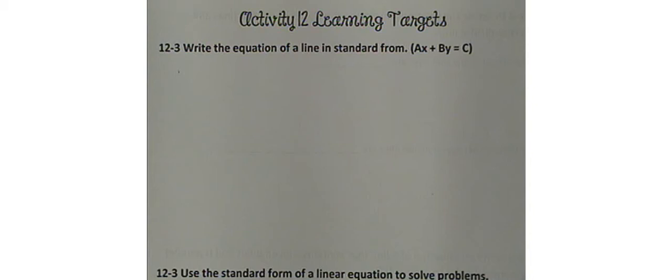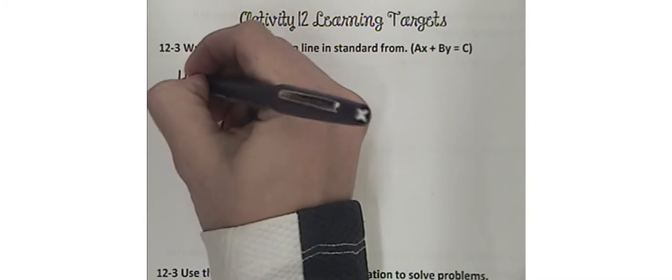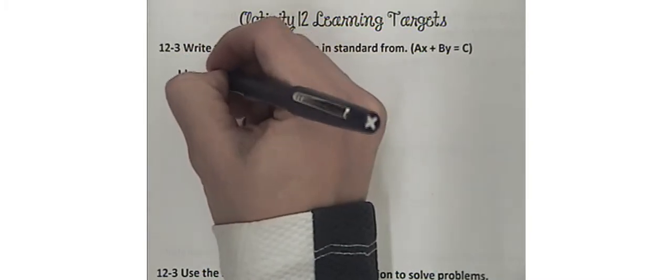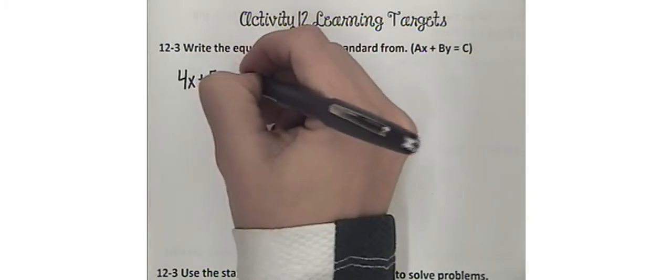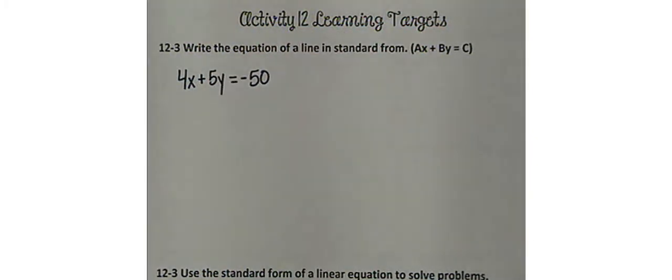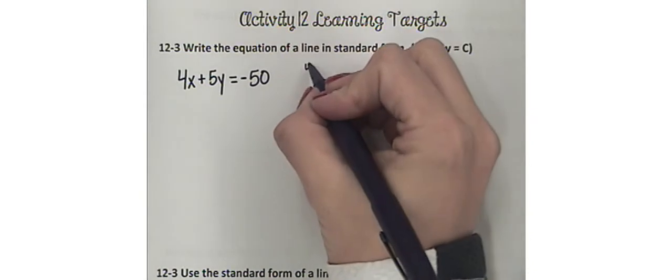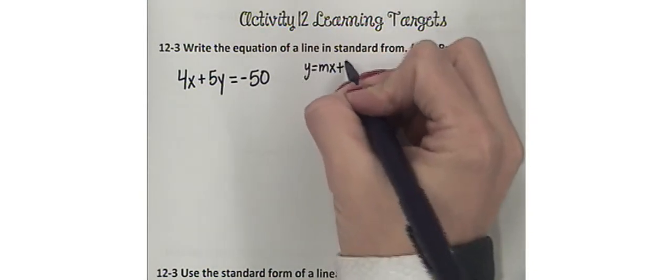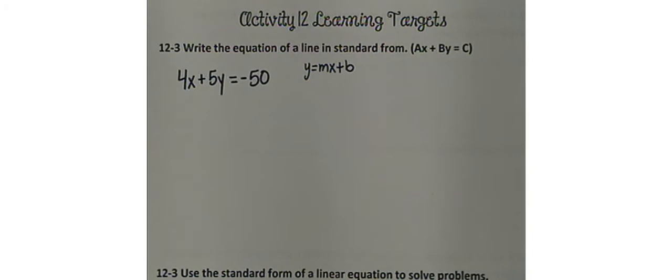We're going to go through the learning targets from activity 12, so 12.3 and 12.4, before we do the quiz. First we're going to look at an equation that's written in standard form: 4x plus 5y equals negative 50. Let's convert this to slope-intercept form, so we want this to look like y equals mx plus b. So we want to solve for y.